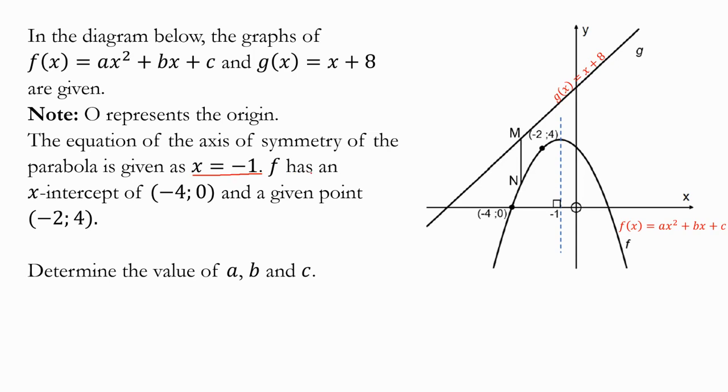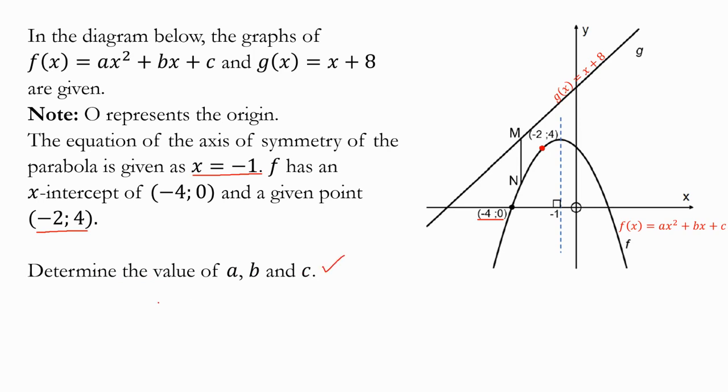Right, f has an x-intercept. We have the x-intercept here, (-4, 0) there, and a given point (-2, 4). This is the point here. It is not the turning point. You can see this is a given point. So determine the value of a, b, and c.